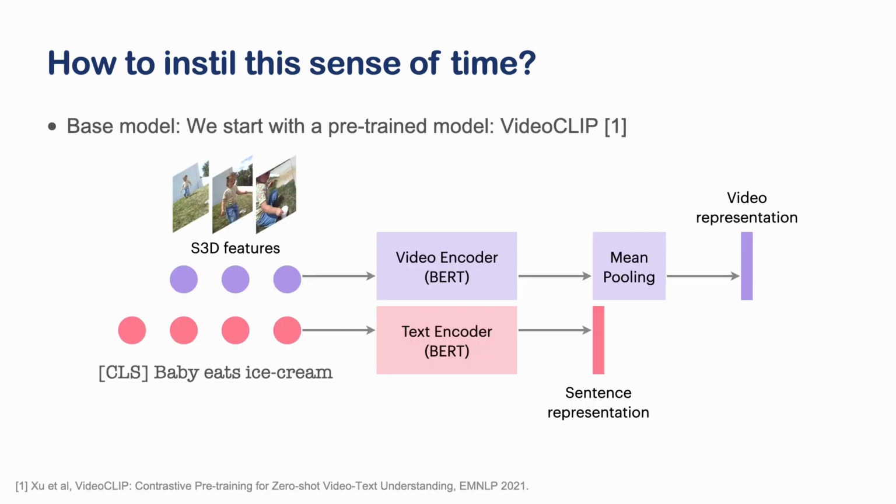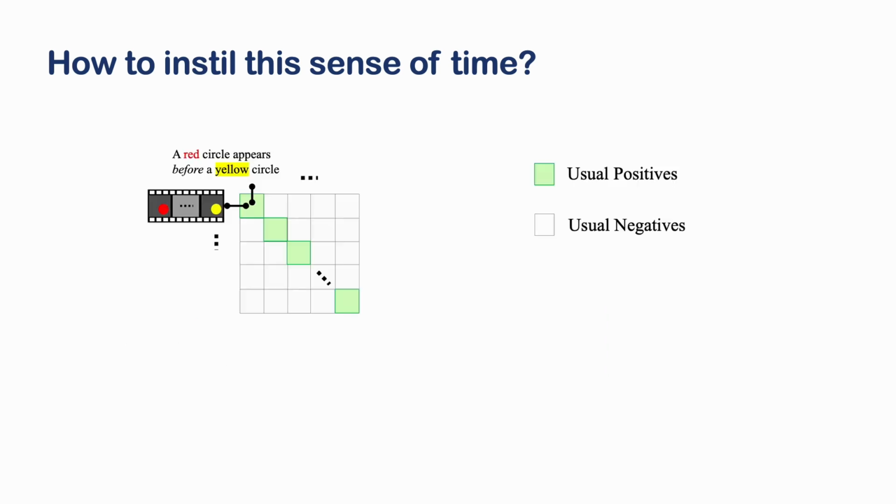We start with VideoCLIP, a pre-trained video language model. The video is cut into 1 second segments. S3D features are computed and these are passed through a transformer encoder initialized from BERT. We then get the final video representation by mean pooling transformer hidden states. Likewise, text is tokenized and passed through a BERT encoder to produce the sentence representation.